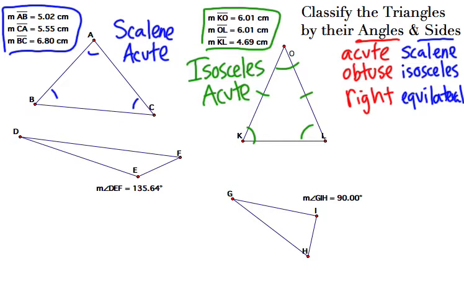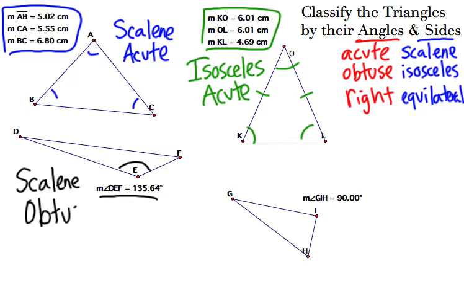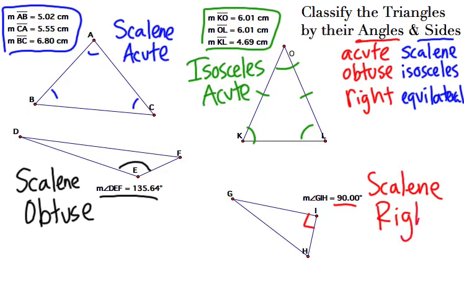All right, DEF up here, all the sides are clearly different, so it's definitely scalene. I don't even need to measure them, I know for sure. But then this angle down here, as I suspected, is obtuse. It's bigger than 90 degrees, so it's a scalene obtuse triangle. And our last triangle, all the sides, again, clearly different. So again, it's clearly a scalene. I don't even need to measure. But this angle right here, as I suspected, is 90 degrees. So it's a scalene right triangle. It has a right angle in it.